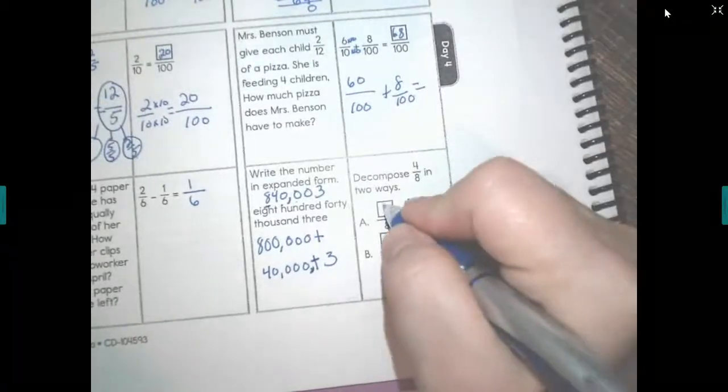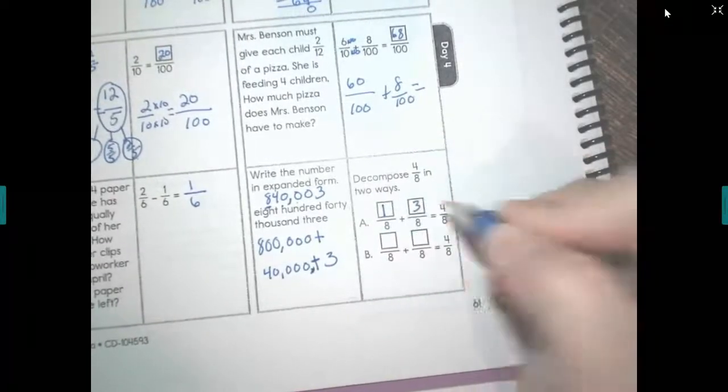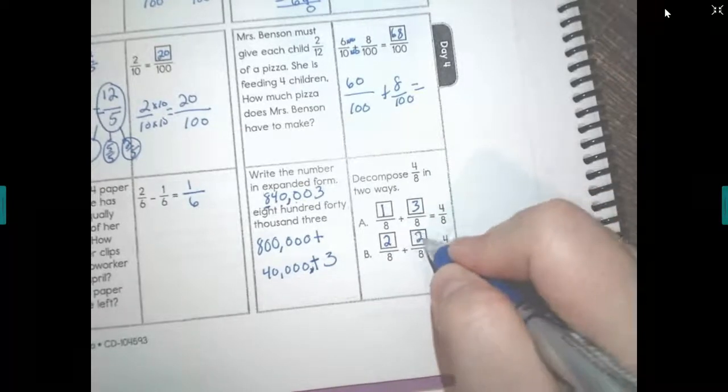All right, decompose 4/8 in two ways. So you could have 1/8 plus 3/8 equals 4/8, or you could have 2/8 plus 2/8 equals 4/8.